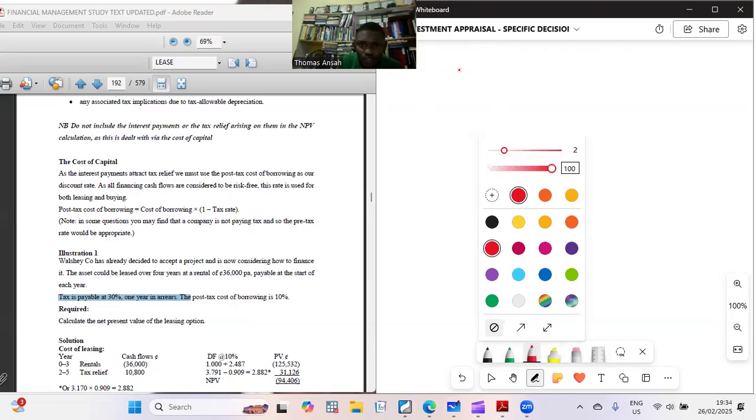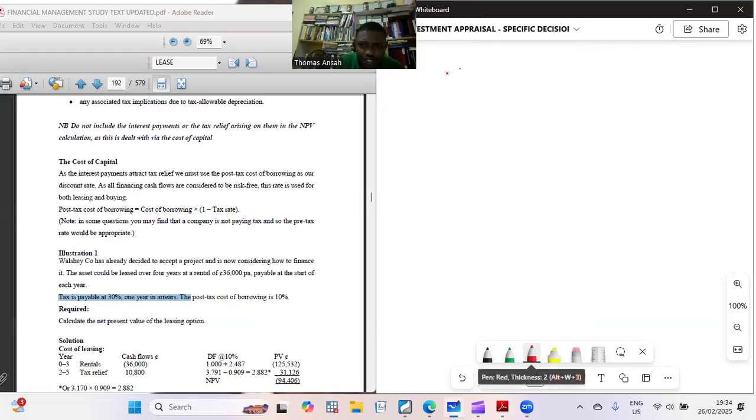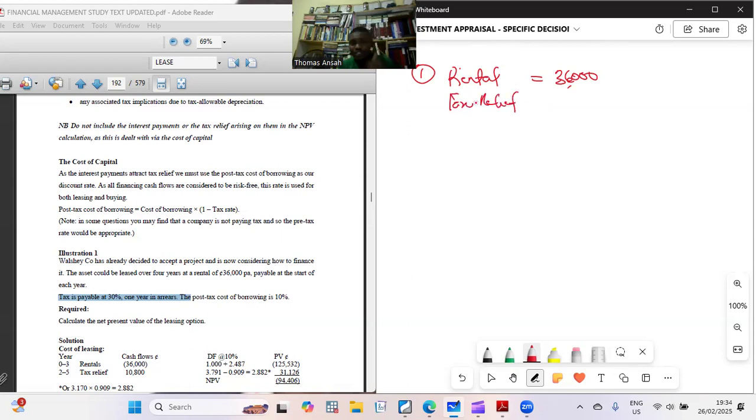All right. So now, let's take this illustration one. So pick out the things that you need. The rental payment. We are told that you'll be paying 36,000 and it is in advance. Most of the papers will always be in advance, so take note of that. Then your next cash flow will be the tax relief on the rental payment. You know, rent is an allowable expense. So what will be the tax relief? The tax rate is 30%.